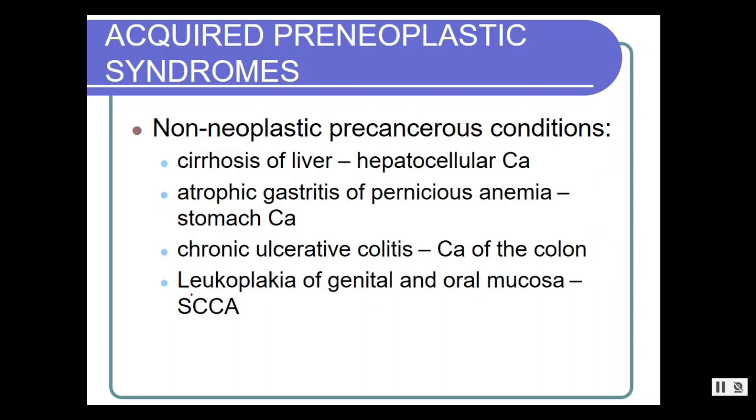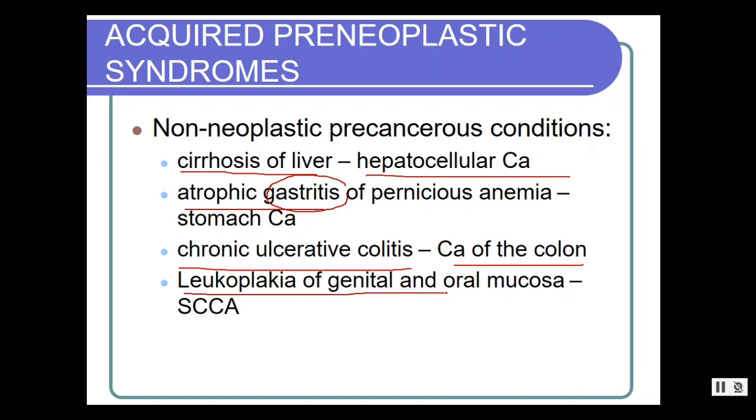Now, there are also non-neoplastic diseases. They are not neoplastic in nature, but they can lead to cancer. For example, the patient has always been drinking. So the liver is damaged and shrinks, but later on it can develop into hepatocellular cancer. Atrophic gastritis. Gastritis involves inflammation of the stomach. It can lead to stomach cancer later on. Chronic ulcerative colitis. There are ulcers in your colon. It can lead to cancer of the colon.